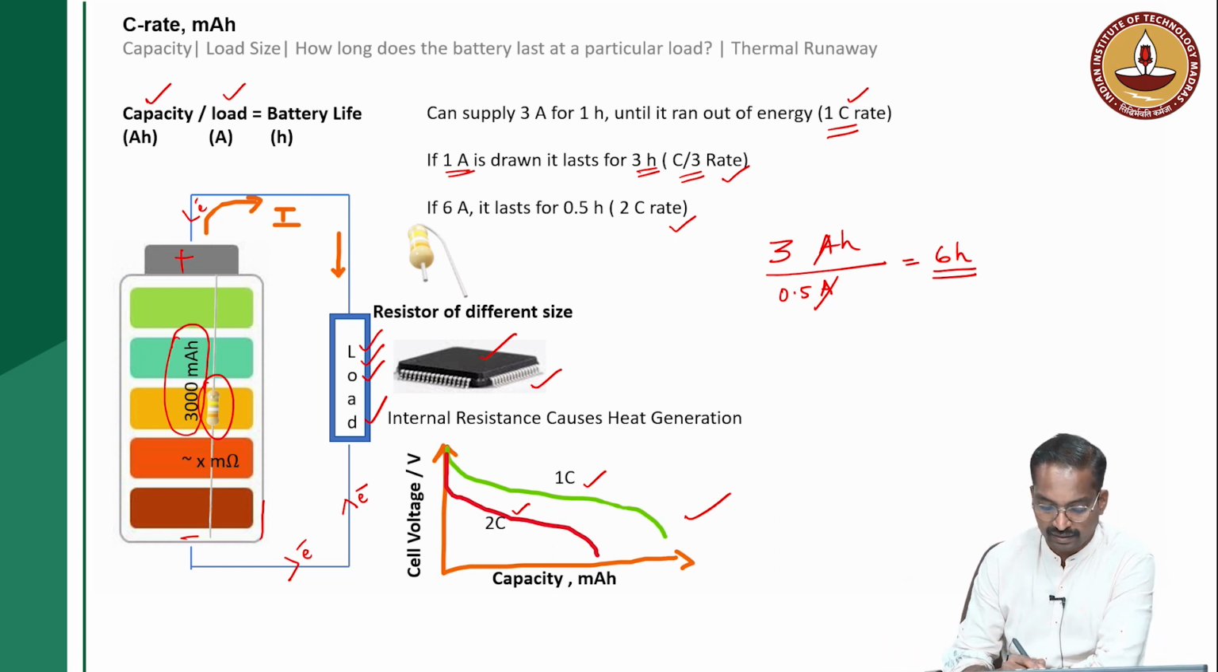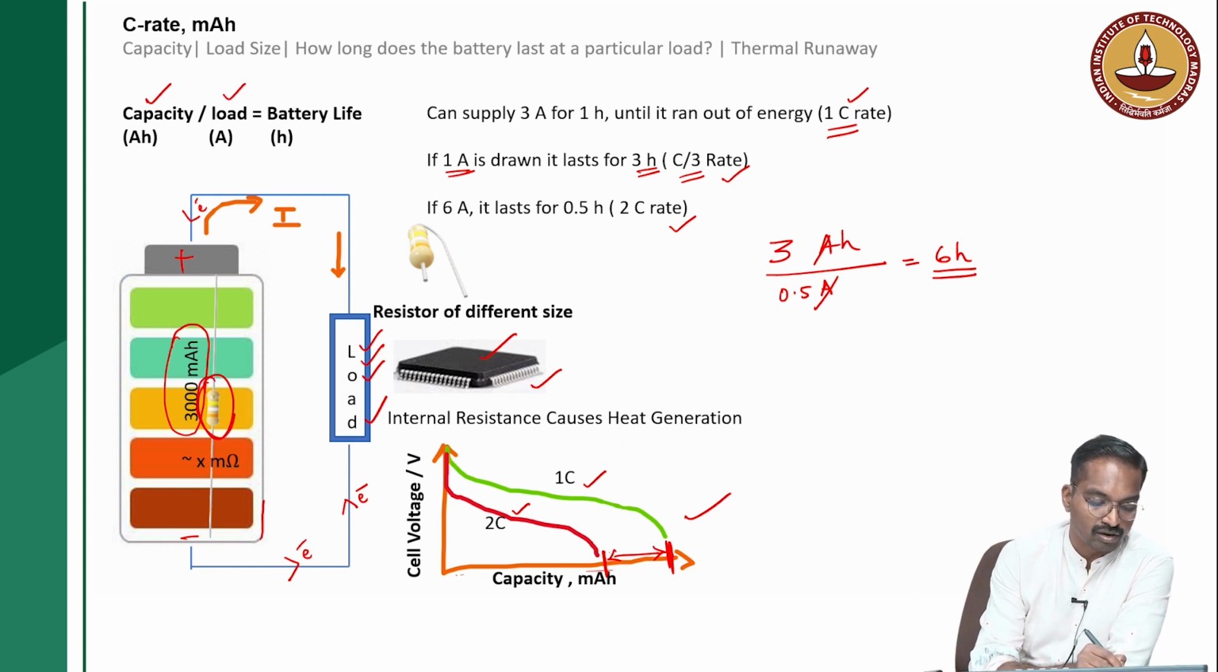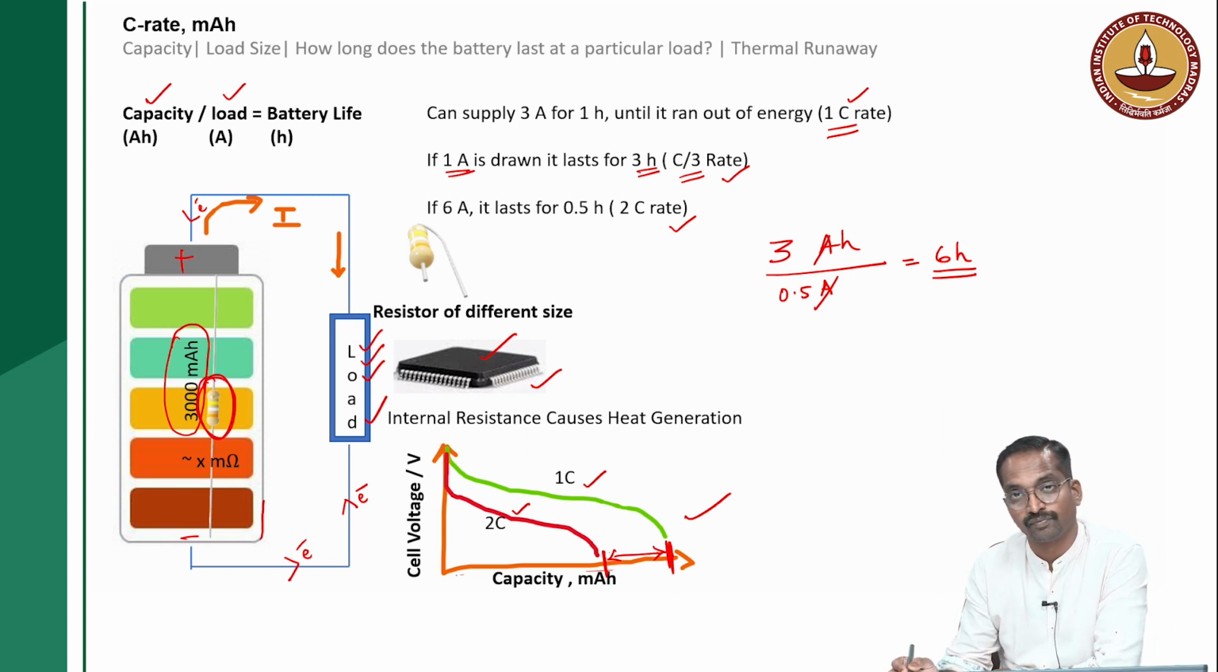But if you look at it, the capacity I realized at 2 C rate is less than at 1 C rate. It is much lesser at 2 C rate. So, at 1 C rate I had a certain amount of capacity, but when I go to a higher rate of discharge I have less capacity from the battery. Why is it? You remember the battery has an internal resistance.